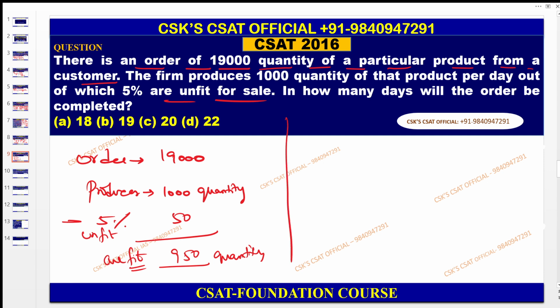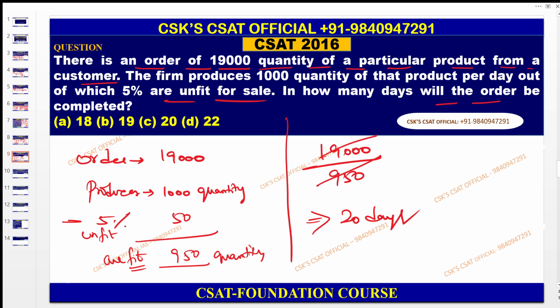Now, in how many days will the order be completed? Because you have to give the fit ones. So the total order here is 19,000 divided by 950. You can cancel this, and it is 20. So it takes 20 days to complete this order. Got it? Shall we move on to the next one?